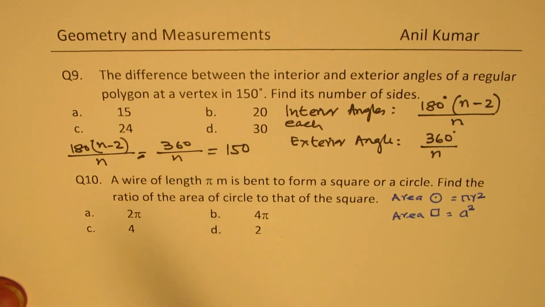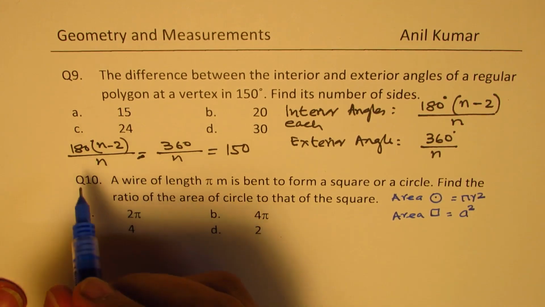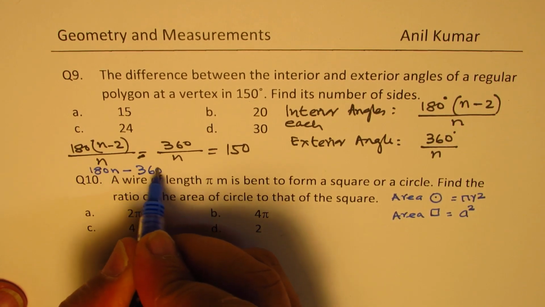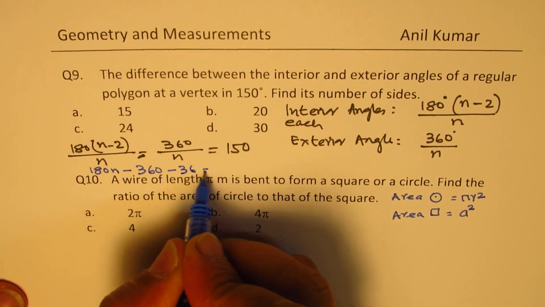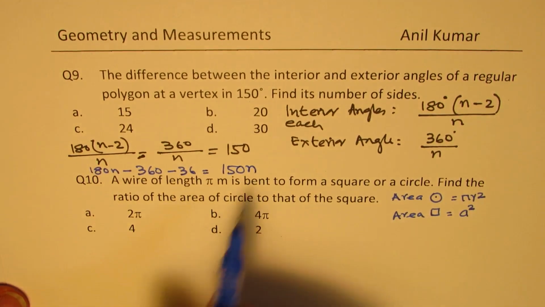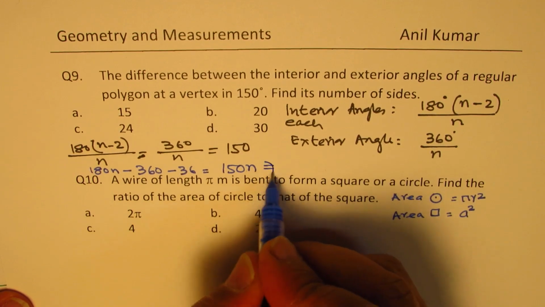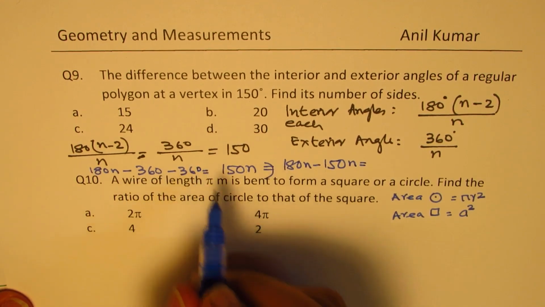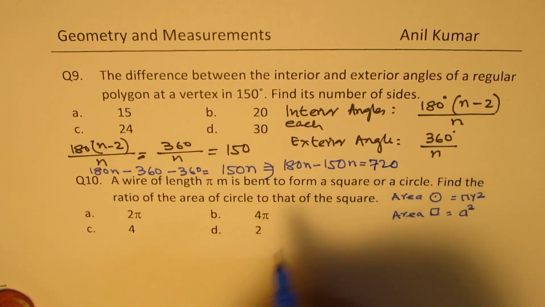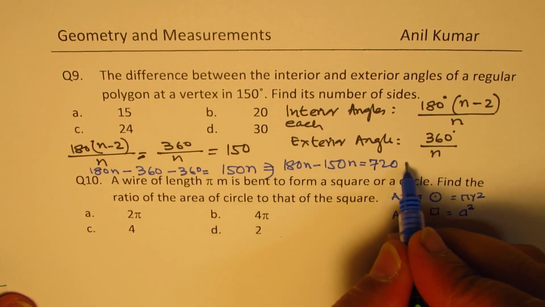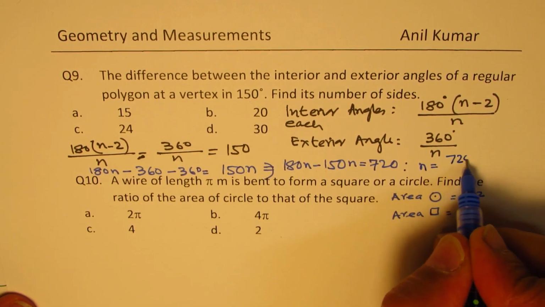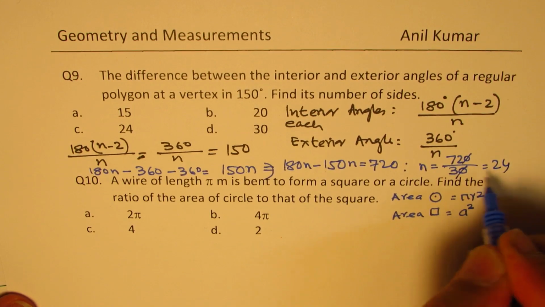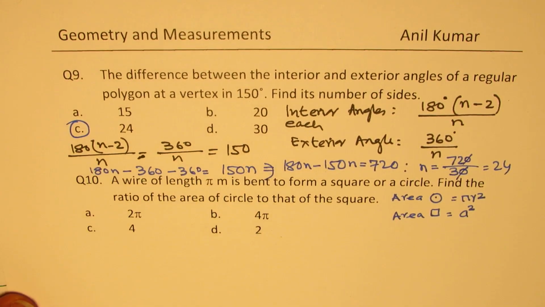So we can multiply by n. So we get, let me use a different ink, 180n, let's open, minus 360. This is also minus 360. And we get this 150n, correct? So bringing this here, which gives us 180n minus 150n equals, this is 360, taking this here, 720, correct? So that is 30, right? So we get n equals 720 divided by 30. So let's simplify. So that goes 24 times, right? So we have option C as the right option.